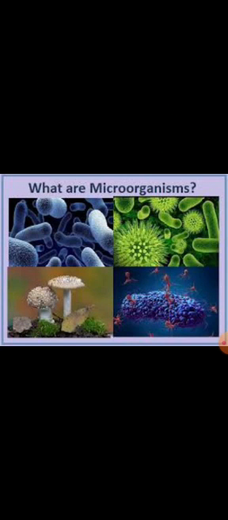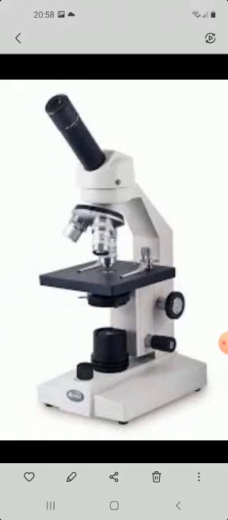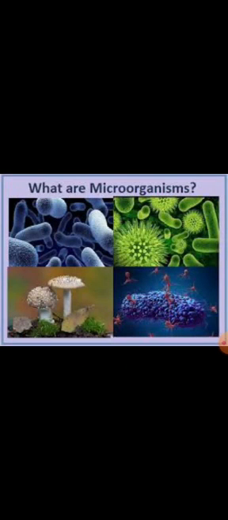And as we have said that they are smaller in size and we cannot see them with the help of our naked eye, so we need an equipment to see them, to study them, and that equipment is known as microscope. So those organisms which are very small in size and cannot be seen with the help of naked eye are known as microorganisms, and we need an equipment to see them, to study them, and that equipment is known as microscope.